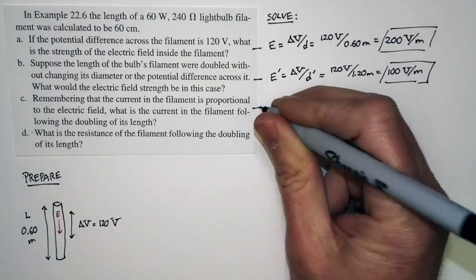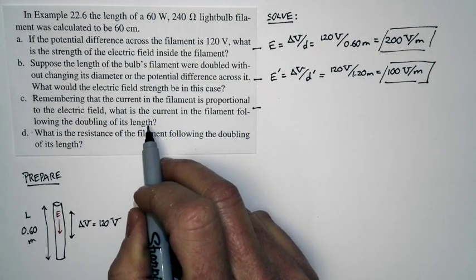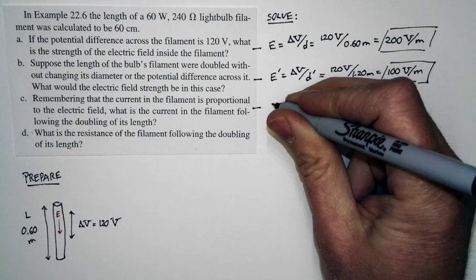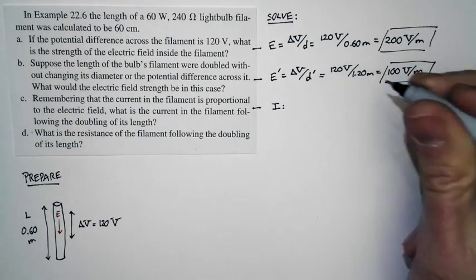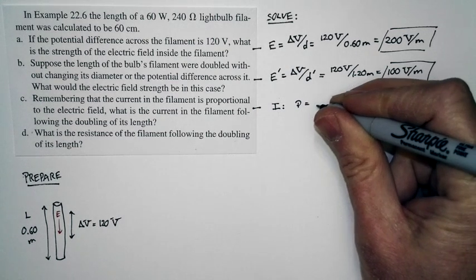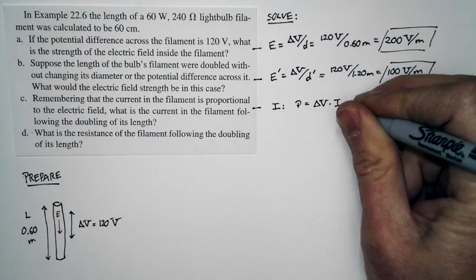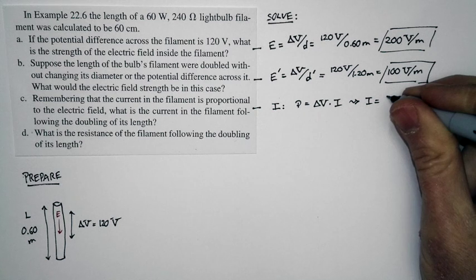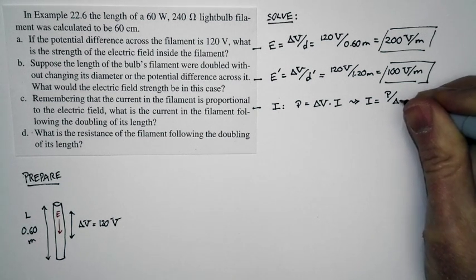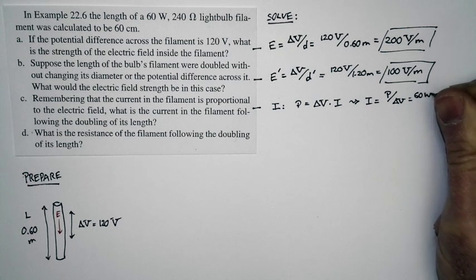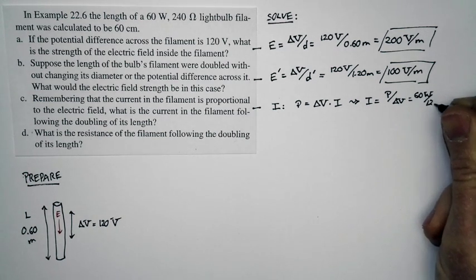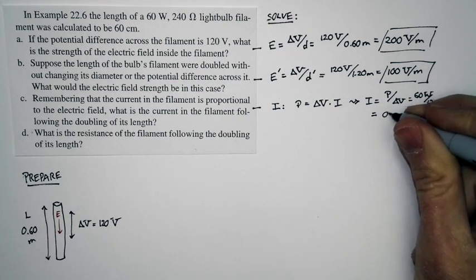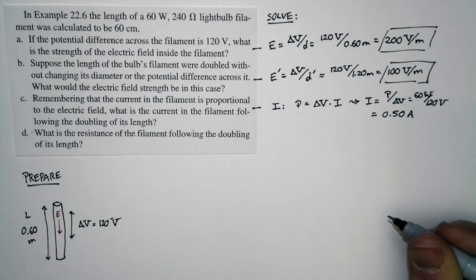Next up, if the current in the filament is proportional to the electric field, what is the current in the filament following the doubling of its length? Well, first, let's calculate what the filament current is originally. The power in the filament is equal to the difference in potential times the current. The power is 60 watts. So the current is equal to the power divided by the potential difference, 60 watts divided by 120 volts. And so the original current is 0.50 amps.